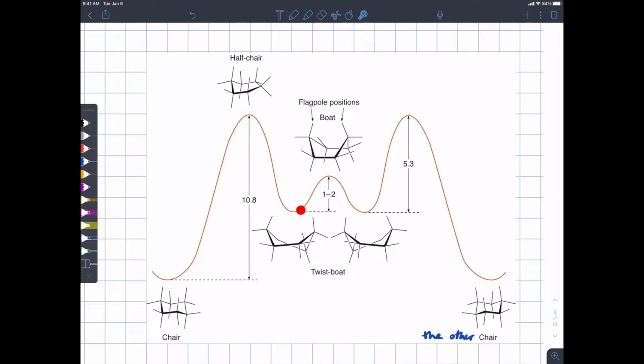Then you go to something called a twist boat. In the twist boat, the two hydrogens that are the masts or the prow and the stern of your boat are not pointing directly at each other, they're sideways. And then to go to the other chair, you have to have them slip past each other, and that is the actual boat. That's a transition state. You get into the other twist boat, go through the other half chair, and then go to the chair.